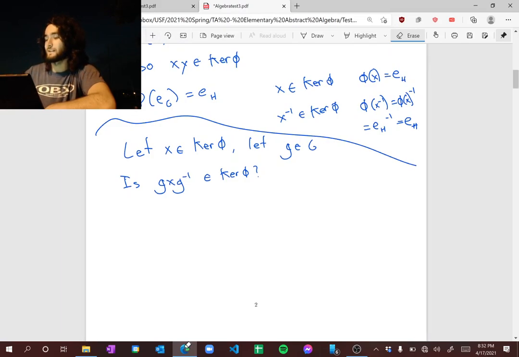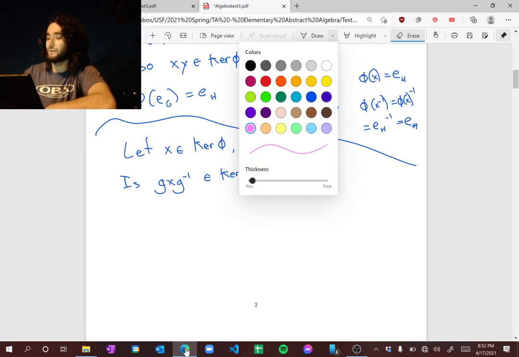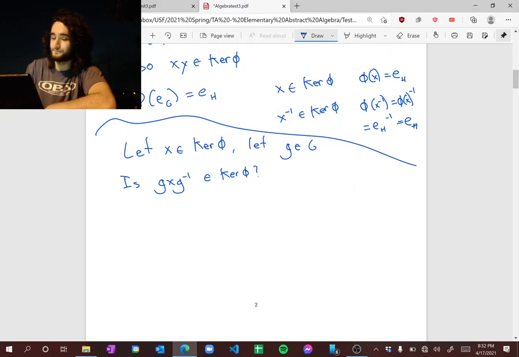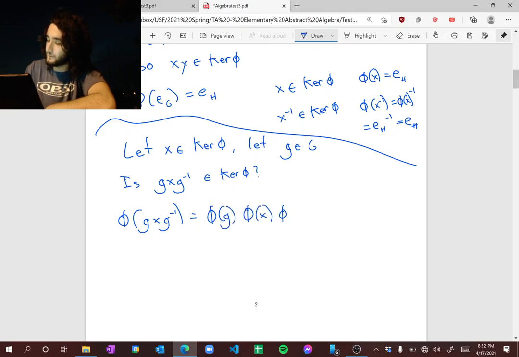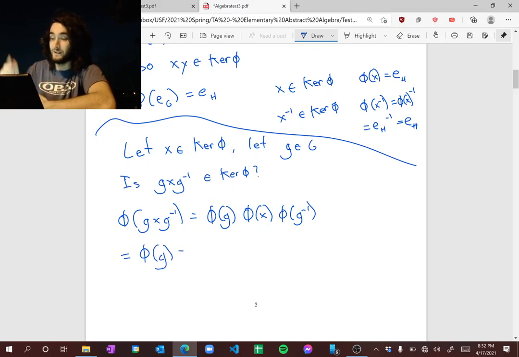Anyway, we want to find out, is that in the kernel? So we want to know what happens when you apply phi to it. Well, let's find out. For one thing, because phi is a homomorphism, I can write this as phi of g, phi of x, phi of g inverse. And then what can I do with that? Well, I can't really do anything with phi of g, because g was anything. X, though, I know is in the kernel, so I know phi of x is E.